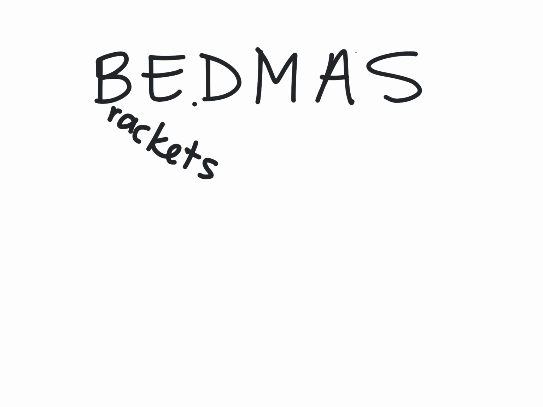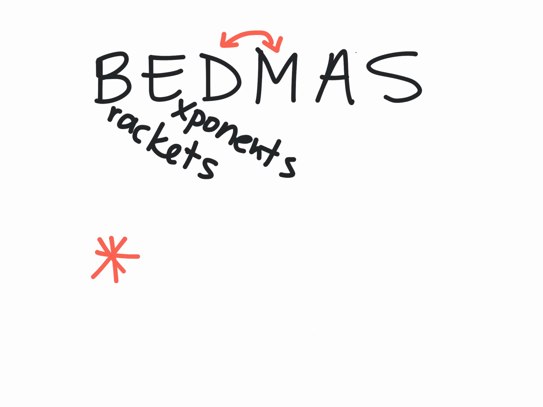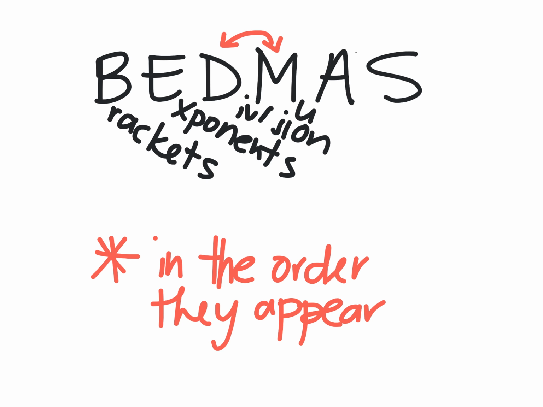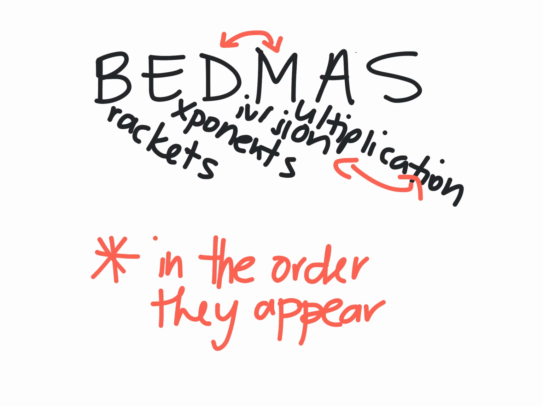E stands for exponents. Now, D and M, this is really important. These two you have to calculate in the order they appear. So I'm going to write that here: in the order they appear. D is division, and M is multiplication. But if multiplication appears first in the question, then you have to calculate multiplication first. If division appears first, then you do division, then multiplication.